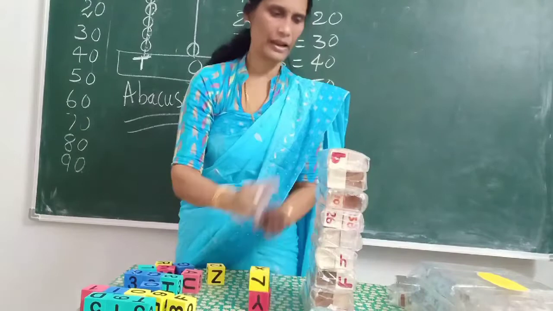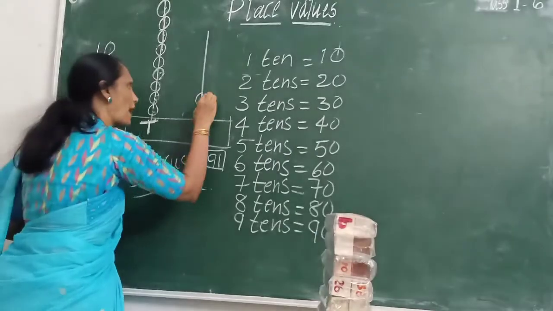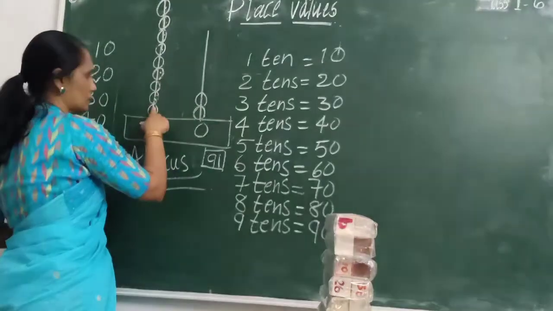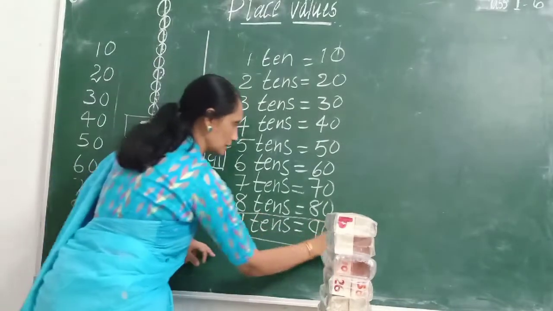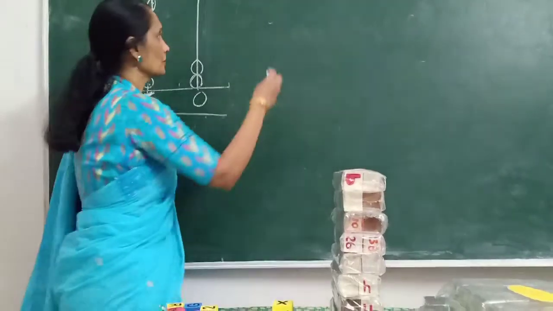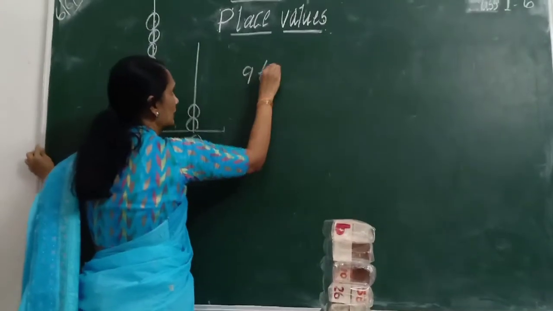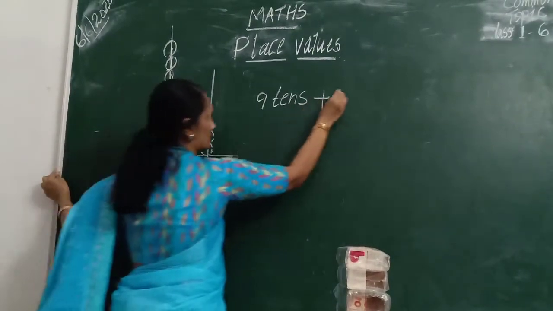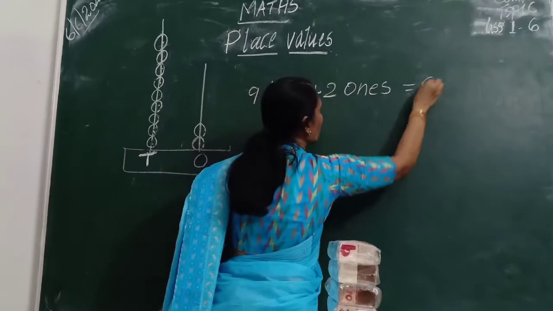2 blocks. 90 plus 2 blocks. So I will show it with the help of another bead. 1, 2 beads. So 9 10's. What is it? 9 10's means 90. What is this number? 9 10's, isn't it? So 9 10's plus how many ones? 2 ones. That one is 92.